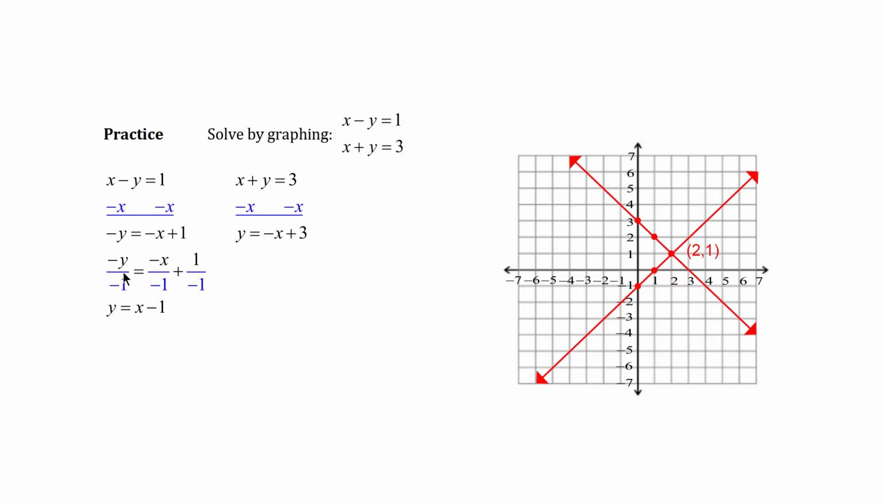We get -y divided by -1 equals -x divided by -1 plus 1 divided by -1. Simplifying the left-hand side, we have -y divided by -1 is just y, and on the right-hand side, we have -x divided by -1 is positive x, 1 divided by -1 is -1. So our equation in slope-intercept form is y = x - 1. Next, we write the second equation in slope-intercept form by subtracting x from both sides of the equation. We get y = -x + 3.